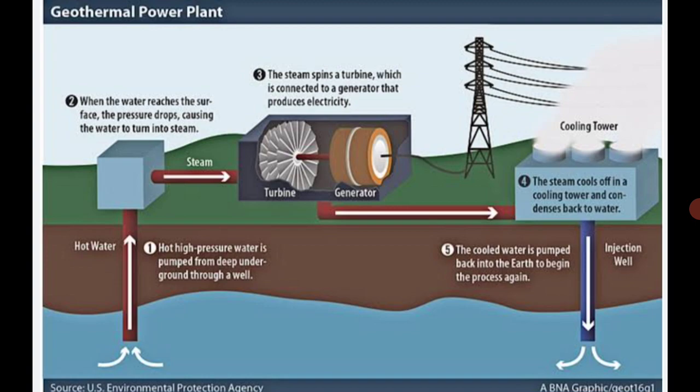The steam spins a turbine which is connected to a generator that produces electricity. The fourth step is the steam cools off in a cooling tower and condenses back to water. And the fifth step is the cooled water is pumped back into the earth to begin the process again.